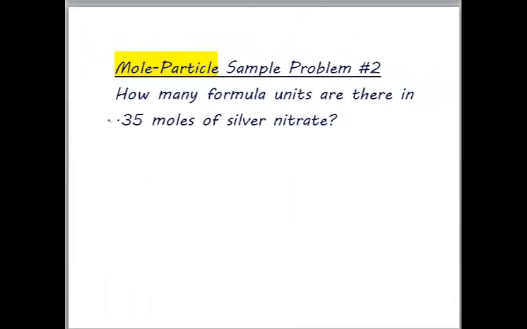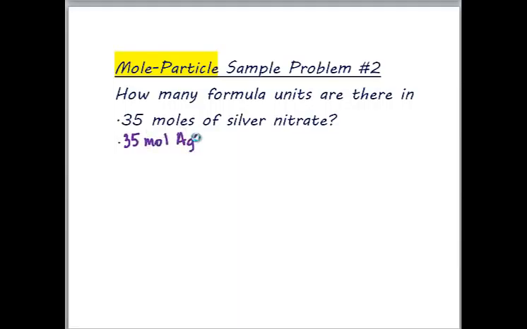Mole to particle sample problem number 2. How many formula units are there in 0.35 moles of silver nitrate? Before we even solve the problem, what I want to make you aware of is anytime we're going from moles to particles, or for that matter, particles back to moles, we don't need to calculate a formula mass. The only thing we need in these conversions, these calculations, is Avogadro's number. So I'm going to start with my 0.35 moles of silver nitrate.